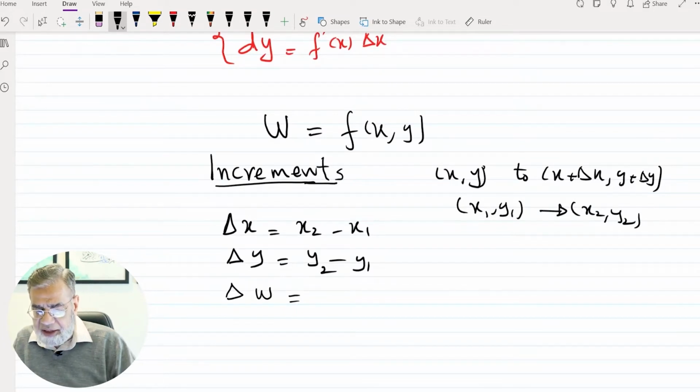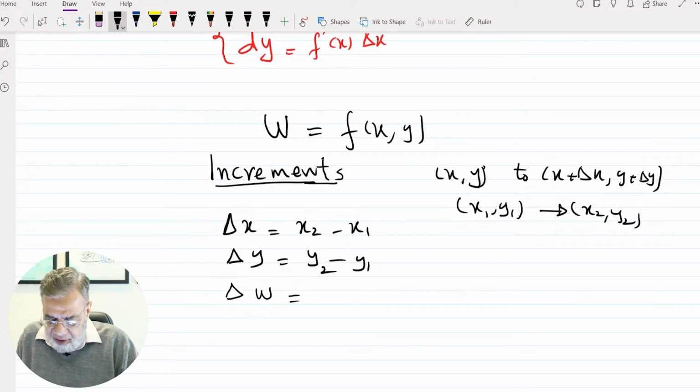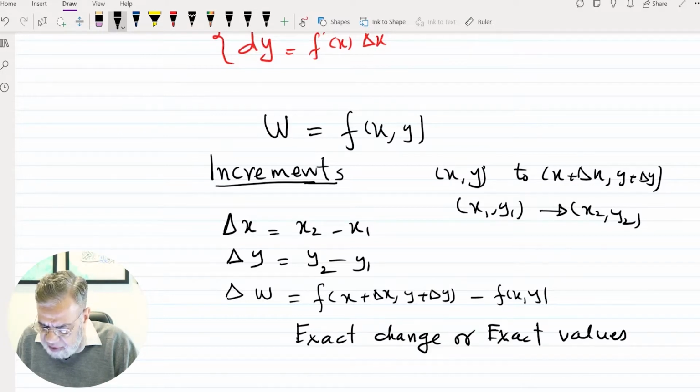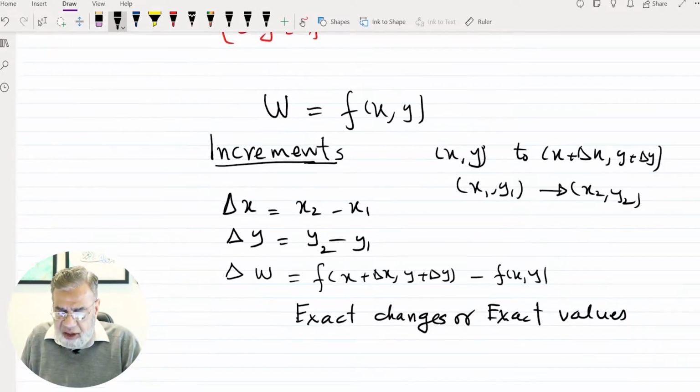Now I want to find the increment in the dependent variable w when x is moving to x plus delta x and y is moving to y plus delta y. So this is the function value at the point (x plus delta x, y plus delta y) minus f(x, y). I say this is the exact change in the dependent variable, and exact values are exact changes. So this is the increment.